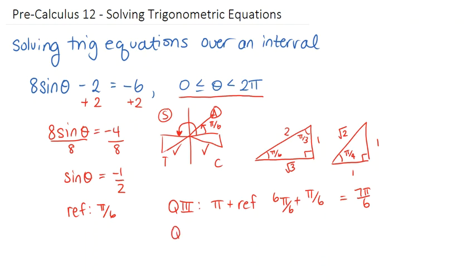In quadrant 4, it's going to be 2 pi minus the reference angle. So in this case, 2 pi minus pi over 6, which will then give us 11 pi over 6. Now these give us two solutions that fall between 0 and 2 pi. So these would be our two possible solutions that fall in that range.